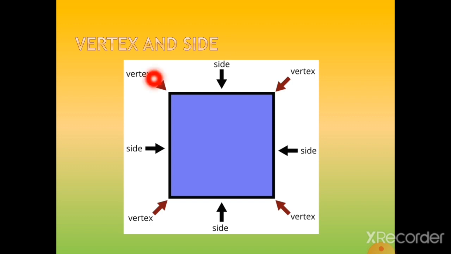Now what is vertex and side? See this figure, this is a square. This part is called a side. One side, two side, three side, and four side. And this corner is called a vertex. One vertex, two vertex, three vertex, four vertex. And together they are called vertices.